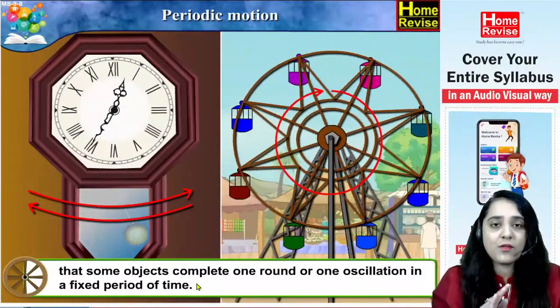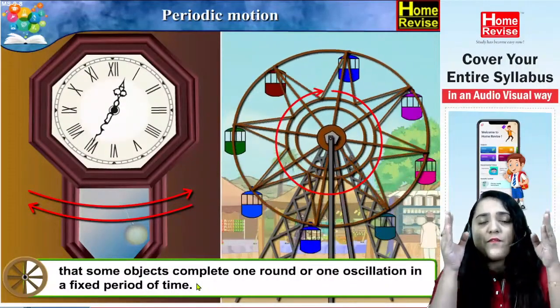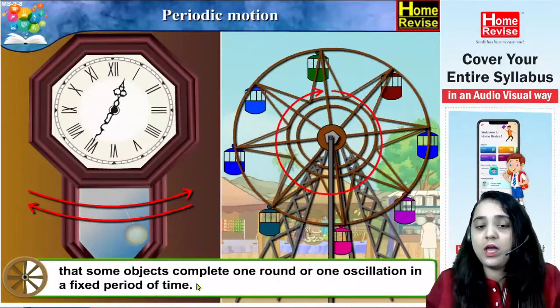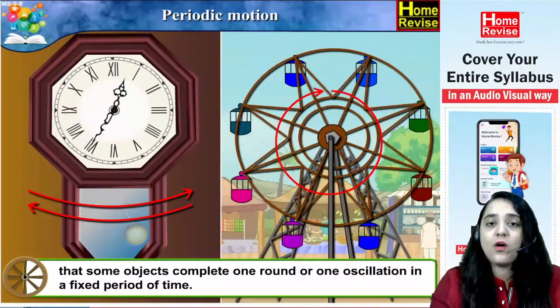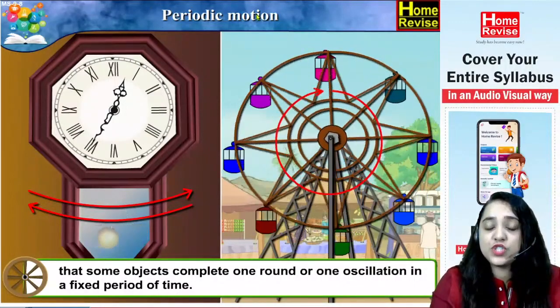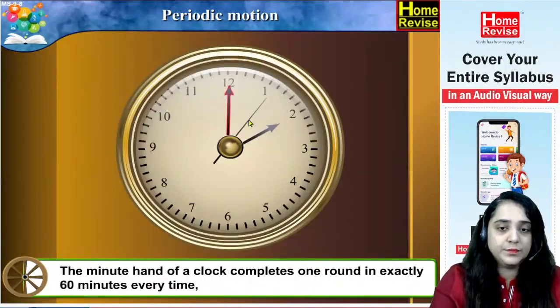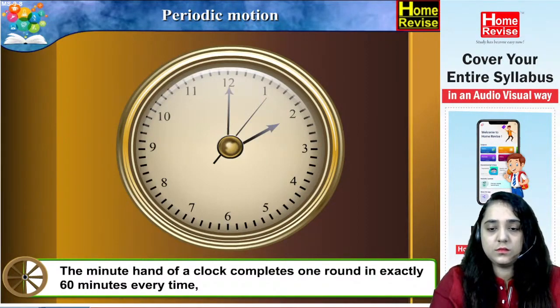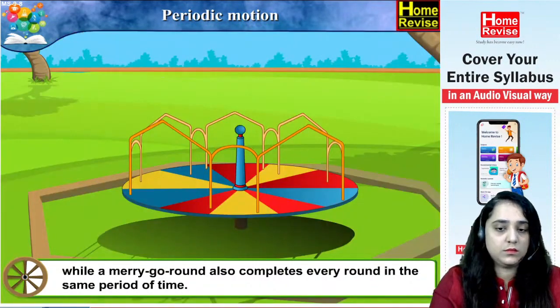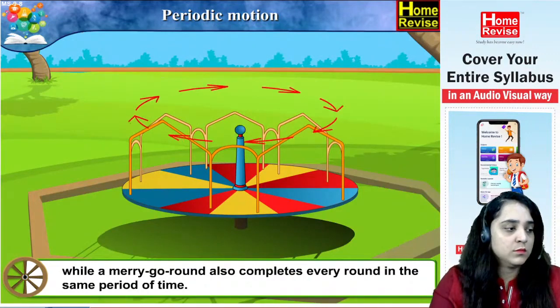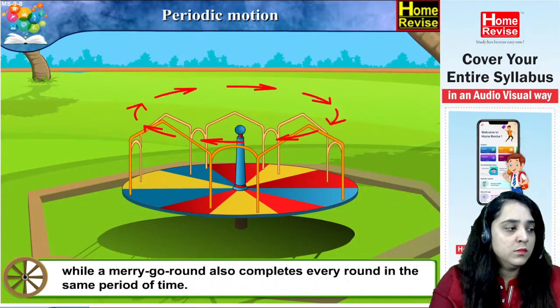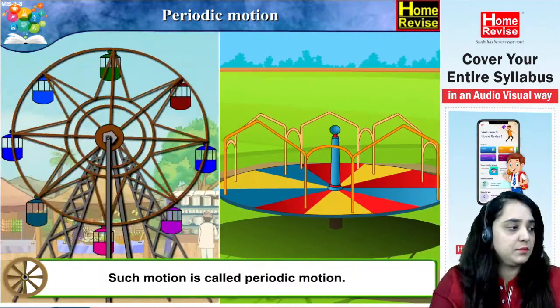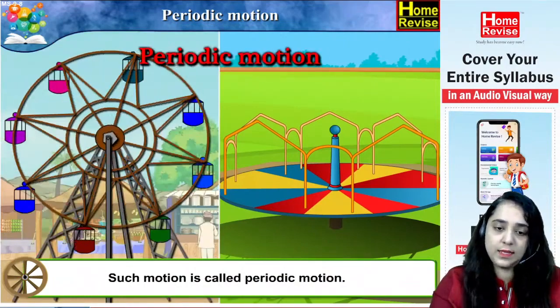So if one round and one oscillation happen in a fixed period of time, at that time we call it periodic motion. The minute hand of a clock completes one round in exactly 60 minutes every time, right? While a merry-go-round also completes every round in the same period of time. Such motion is called periodic motion.